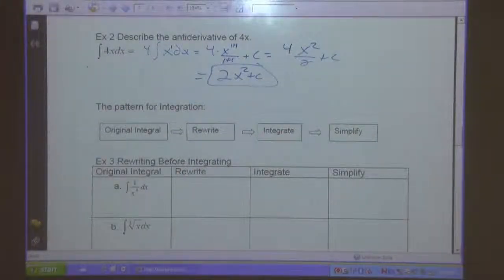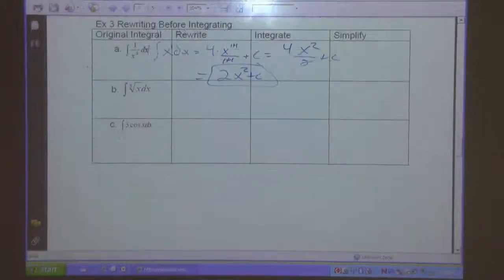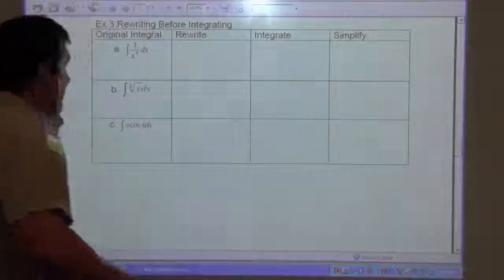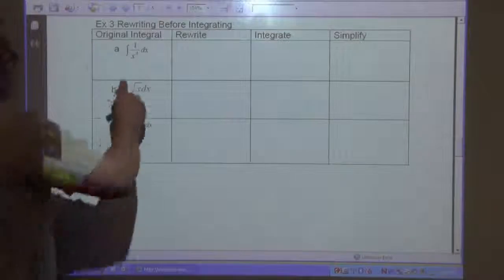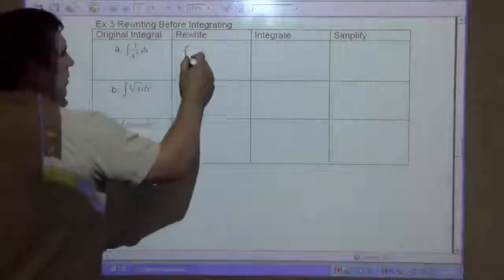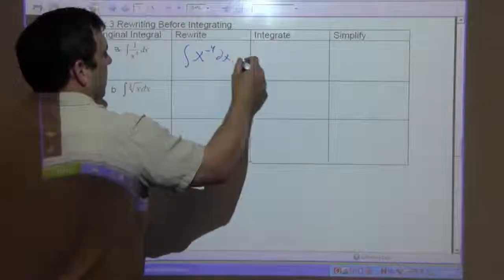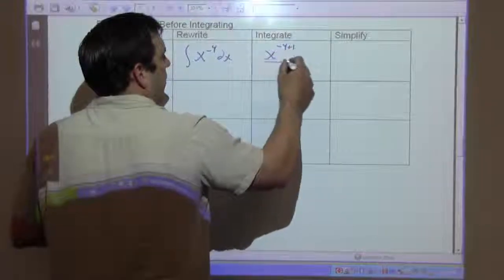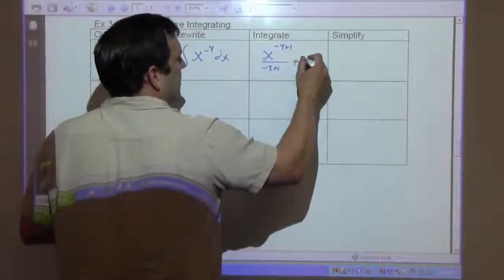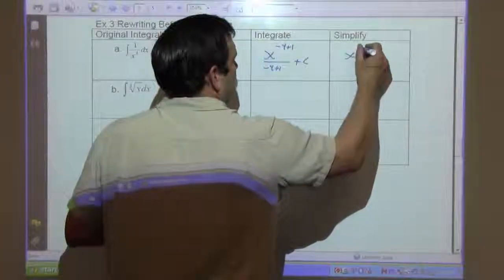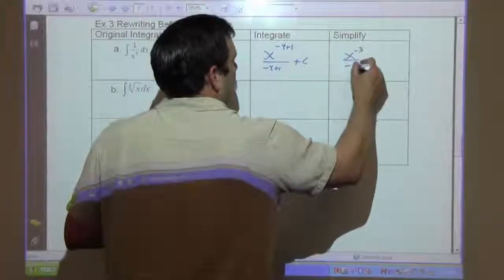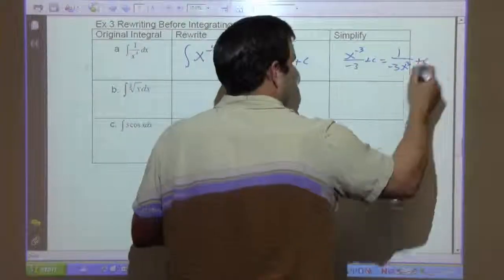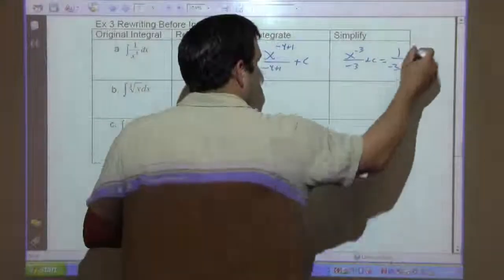For example 3. Rewrite before integrating, we have the integral of 1 over x to the 4th dx. That's the integral of x to the negative 4 dx. That becomes x to the negative 4 plus 1 over negative 4 plus 1 plus c. So that's going to be x to the negative 3 over negative 3 plus c. And you could write that as 1 over negative 3x cubed plus c. Either one of these.